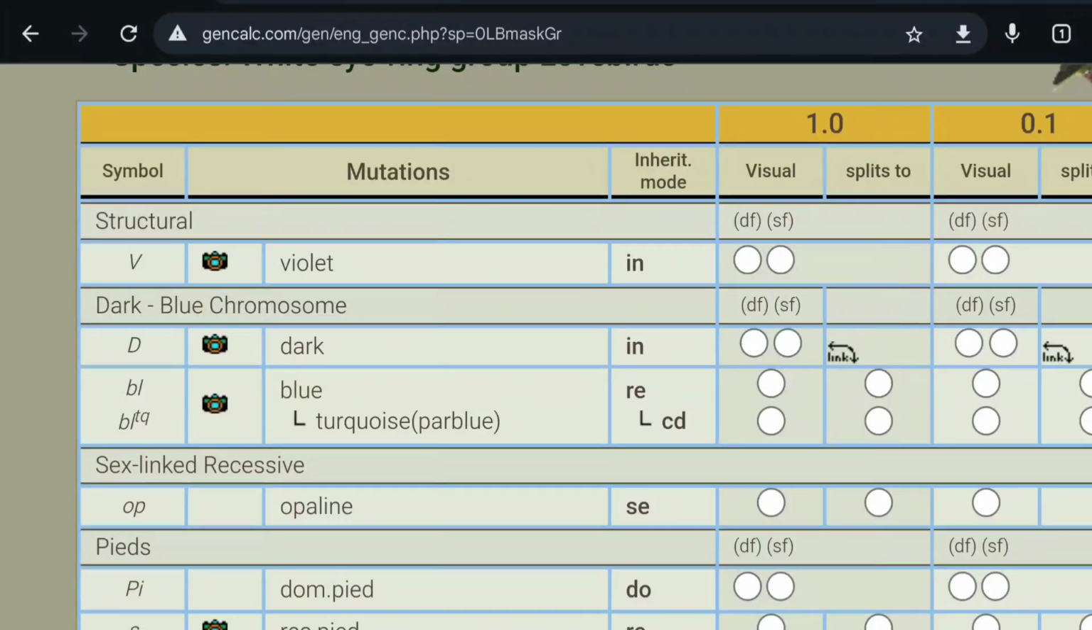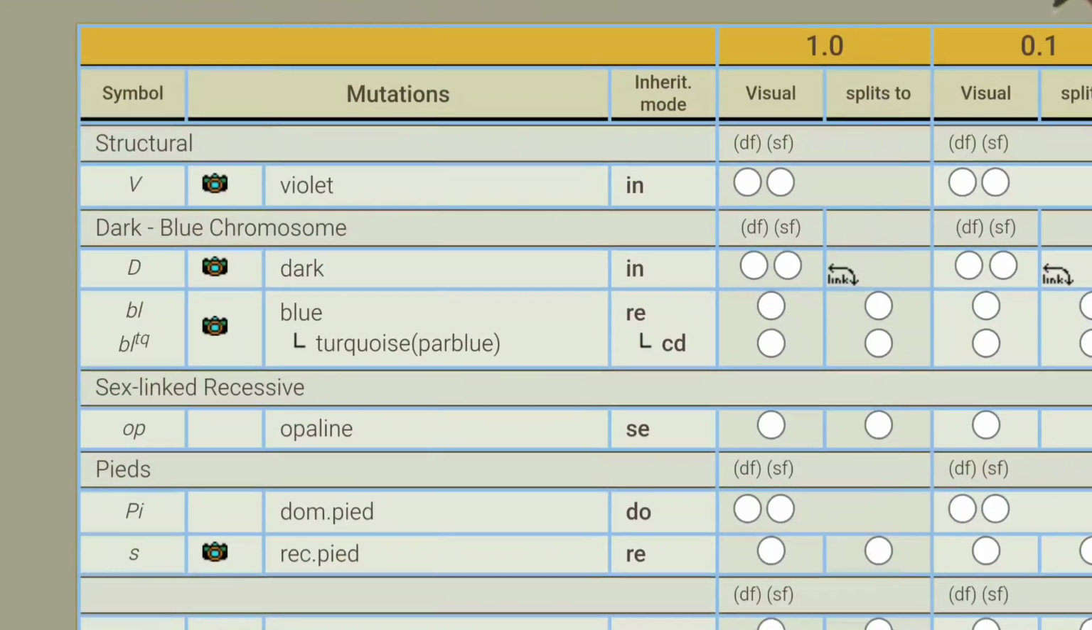Inheritance mode is how that particular mutation is inherited from parents to offspring, whether the mutation is on the sex chromosomes or on the autosomes. So that is inheritance mode.